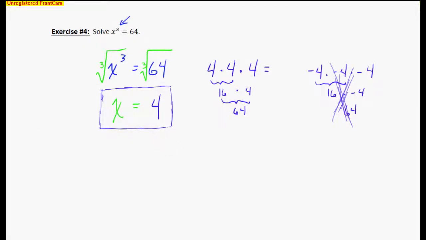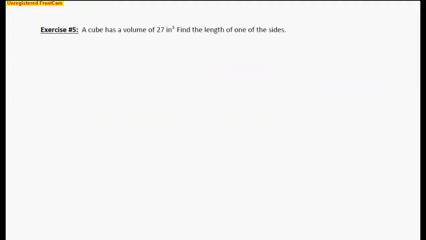Okay, a couple others here. I think these all are cube roots as well. Let's put this one on here. Now they talk about a cube, and notice now it's a volume of 27, not an area, because an area, they're just talking about 2 dimensions. That's why it's squared. But a volume, they're talking about 3 dimensions.